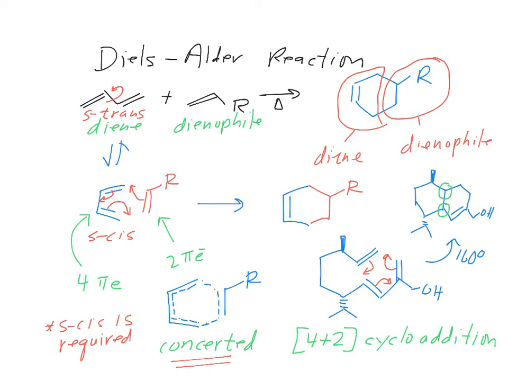But in this way, you could take this acyclic compound down here, with no rings in it at all, and in a single step make two rings and make this kind of complicated looking structure all at once. So there's quite a bit of application to synthesis as well for certain types of compounds.